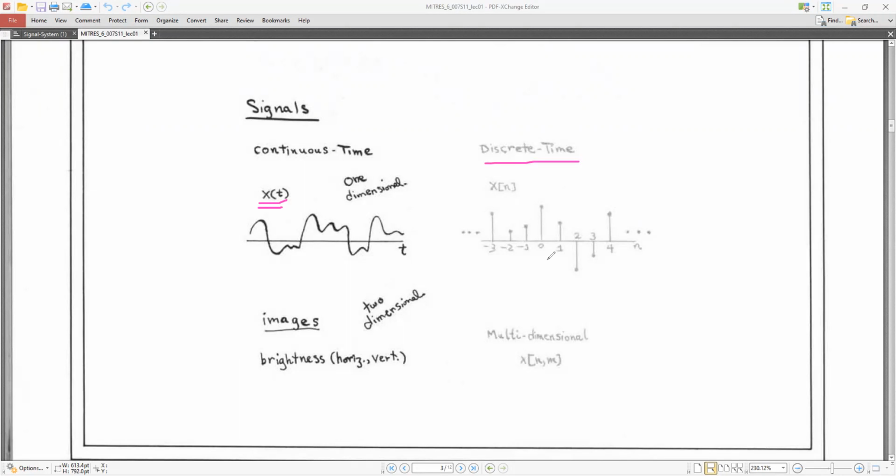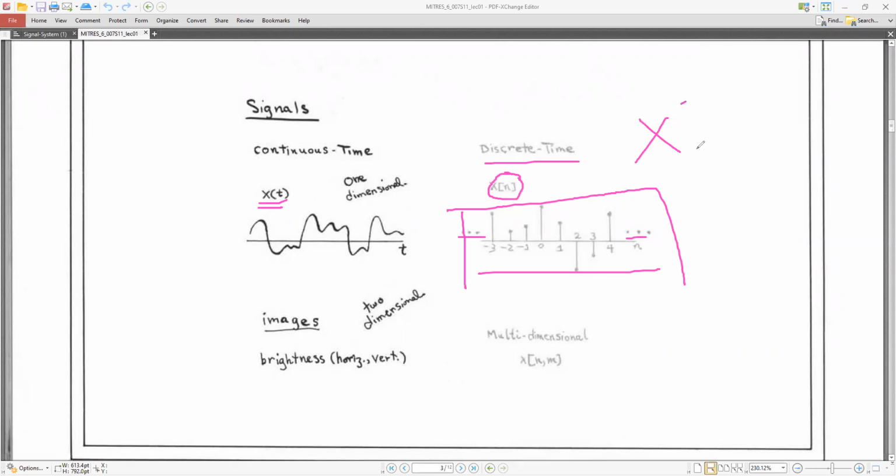Now the discrete time signal looks like this. That means the value changes at different times. See, at -3 there is an amplitude, at -2 another amplitude, at -1 another, at 0 another, at 1 an amplitude, at 2 an amplitude, at 3 another, at 4 another, and so on to infinity.